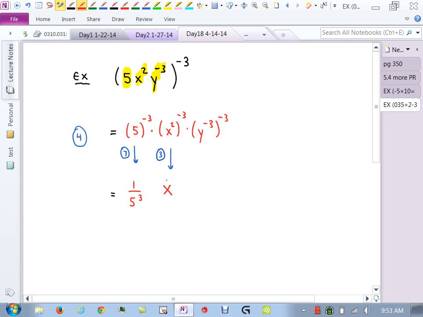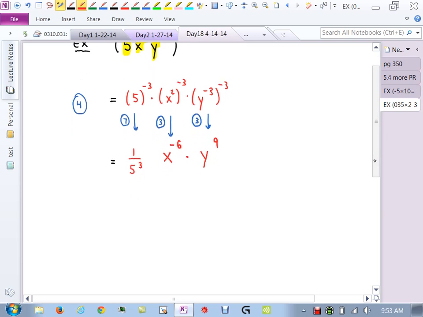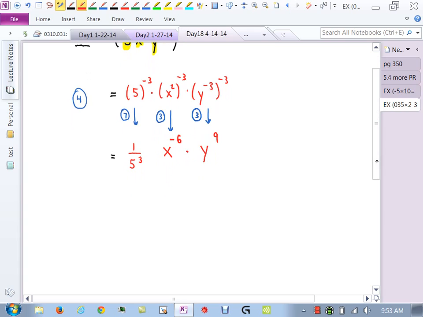X to what? What's 2 times -3? -6. Okay, times, now what can I use for this one over here? The last one. What property? Same property, right? Property 3 again. That would be y to what power? +9, because -3 times -3 is +9. Okay. Everyone still there? All right. 1 over 5 cubed means you have to do 5 times 5 times 5 on your calculator, which gives you 1 over 125. Okay?